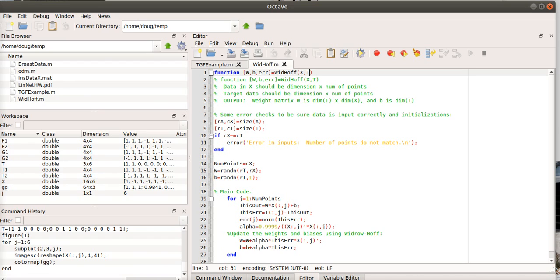Let me pause for a second. I took out some code earlier. I think I need to put it back in. Just pause for one second.